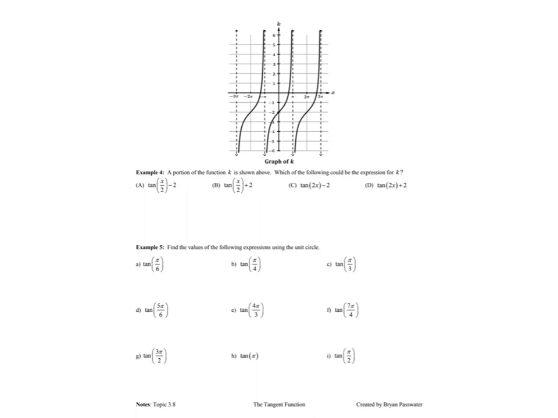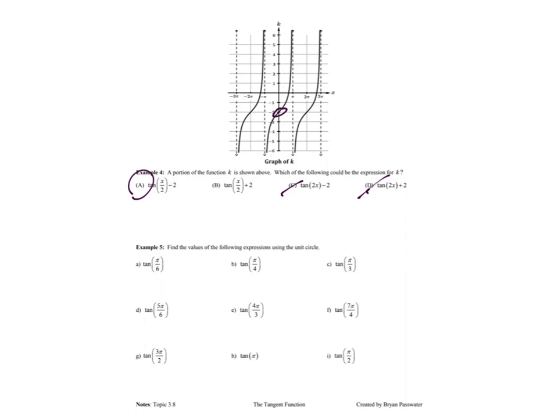So eliminate C and D. Okay. What else can you tell from this function? Down. Down how many? Down 2. So the answer is... Okay, good.